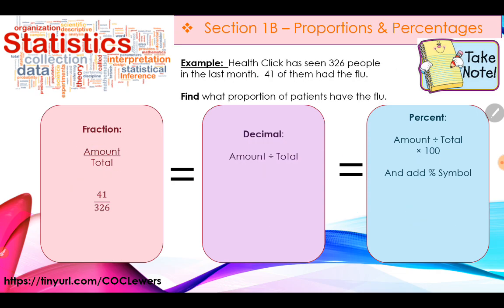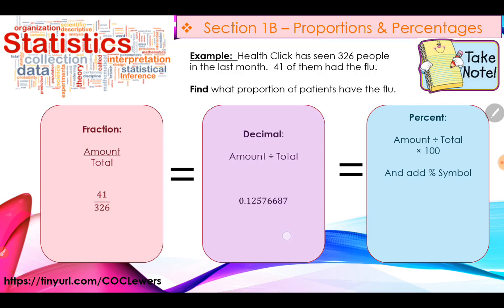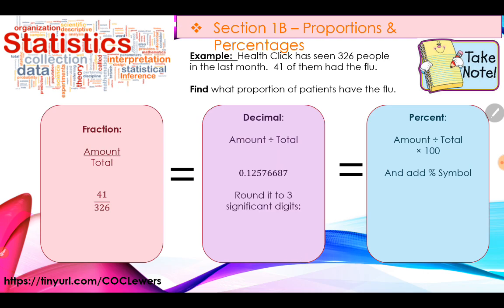Okay, so let's just review what we did here. So first, to find the fraction, we take the amount of people that had the flu over the total number of people. That's 41 over 326. Then converting that to a decimal, we just divided 41 by 326, and we got 0.125766687, but we just wanted to round that to 3 significant digits. So that's our thousandths place.